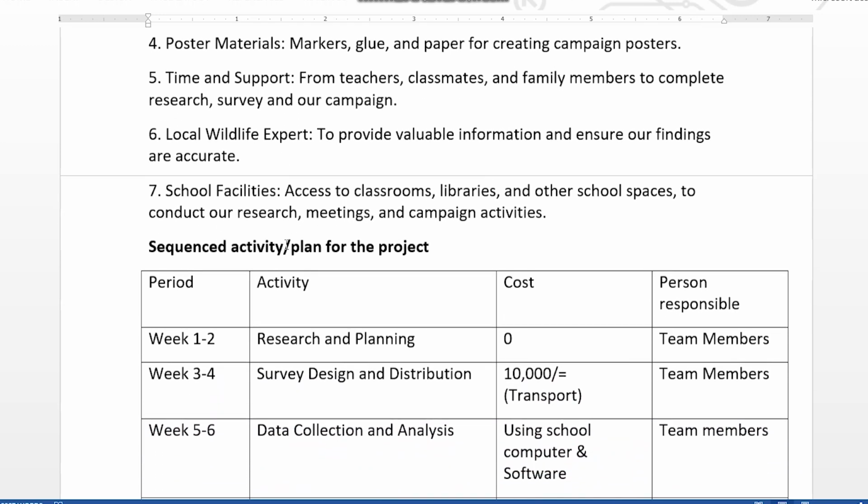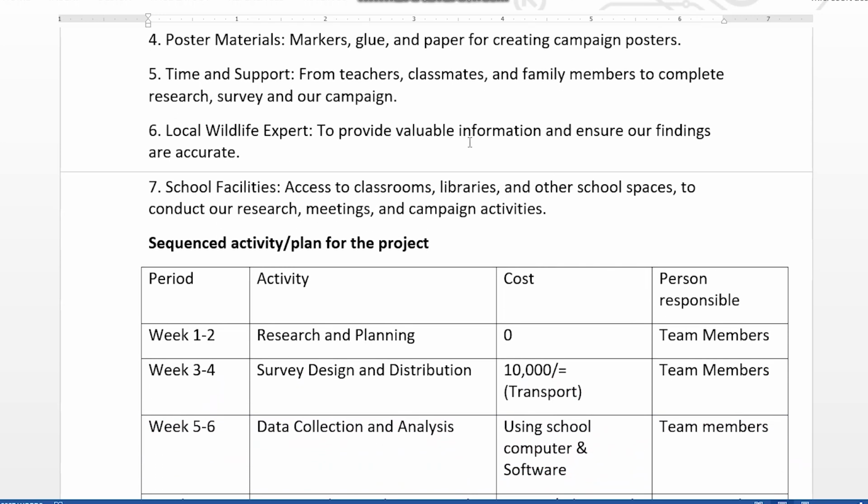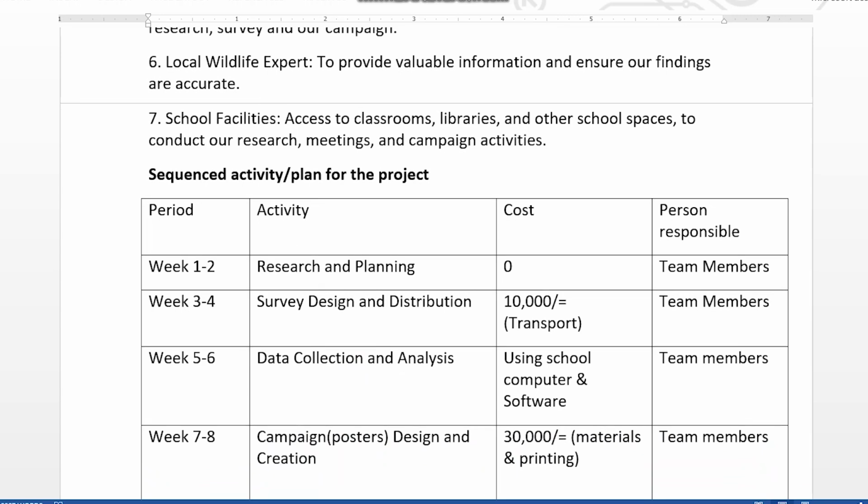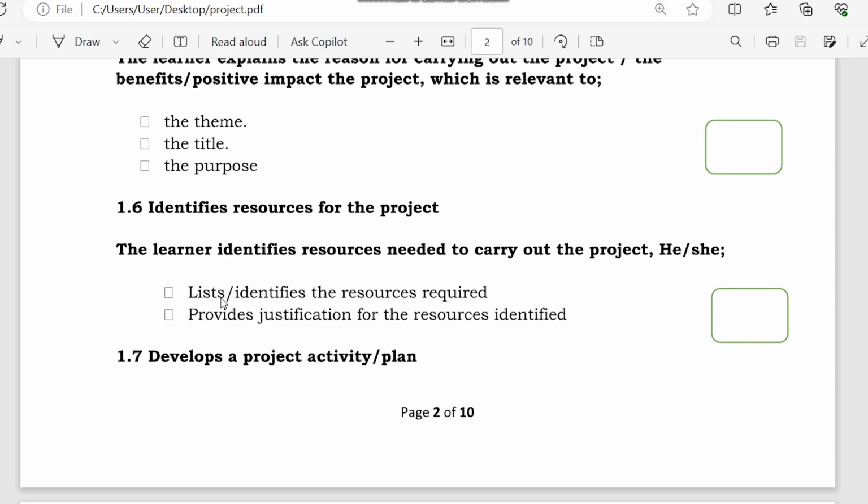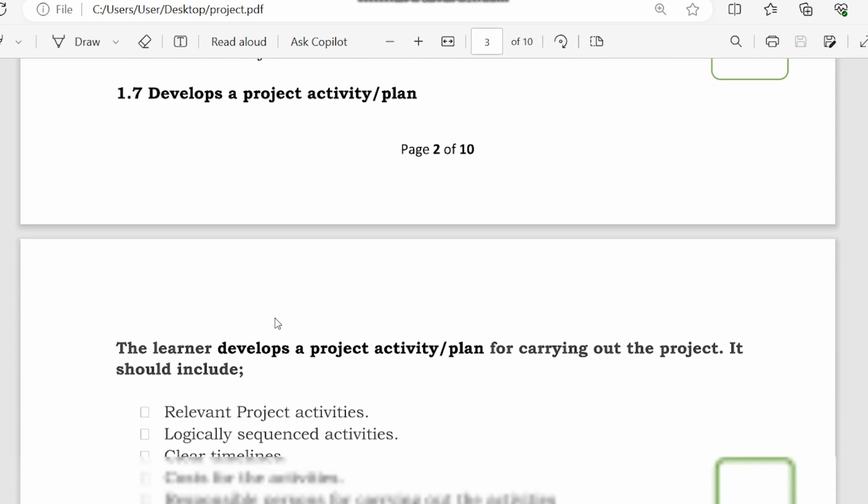Then a local wildlife officer who will provide valuable information and ensure that their findings are accurate. They may also need school facilities as part of resources, like access to a classroom, the library, and others. So that is under this. If he has listed and justified, he can get both. And then develop a work plan.